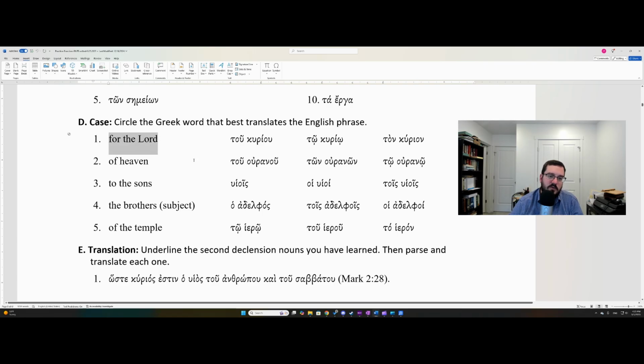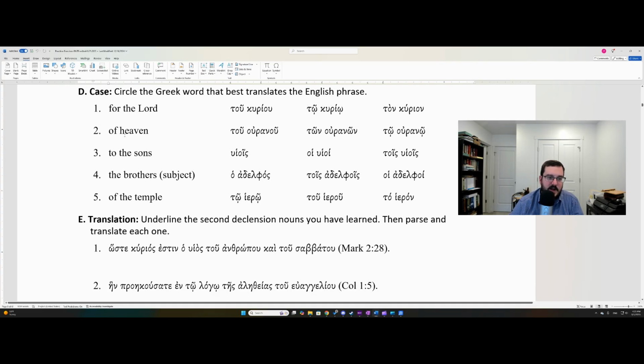Line 1, for the Lord. For the Lord. We see right away, we've got a couple options here. Ton kurion, tu kurio, to kurio. This one shouldn't be too hard, right? We know this is of the Lord. This is our genitive. The Lord. This is our accusative. To or for the Lord. There's our dative right there. So it's that middle option.